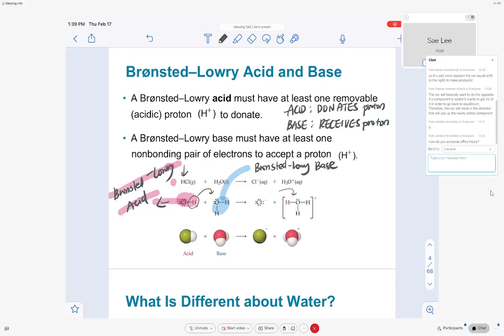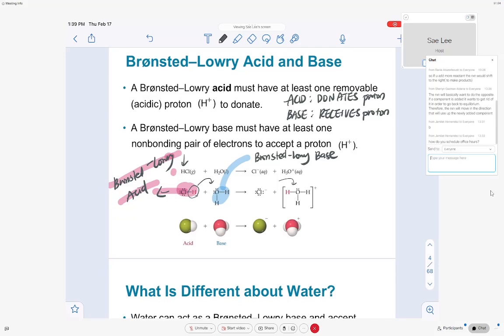Who donates the proton and who receives the proton. So I myself often like to think that the base is stealing a proton from the acid. I often like to think that the base is a bad guy, it's stealing the proton, and the acid is a good guy, it's donating or willing to give up the proton. Okay.